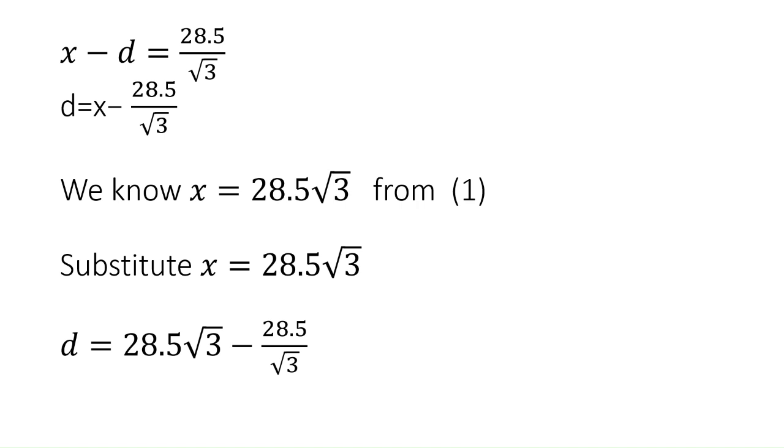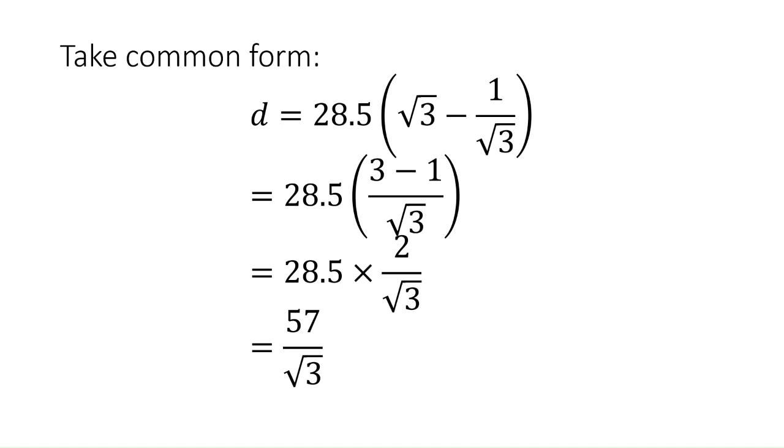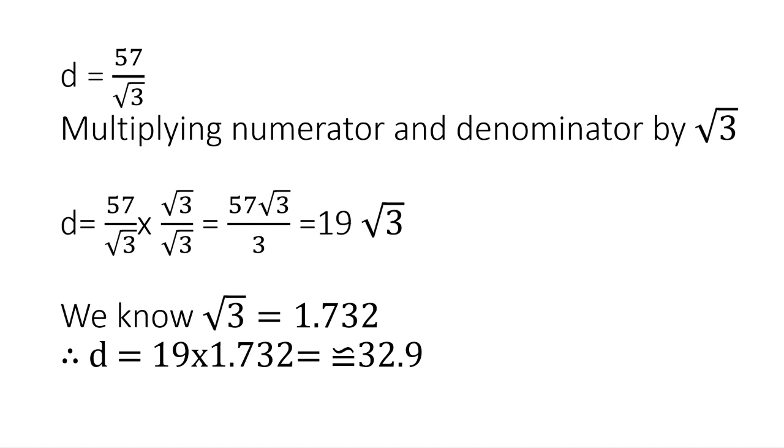Now let us do the simplification. In both the terms, we have 28.5 common, so we take it out as common: 28.5 into root 3 minus 1 by root 3. After taking the LCM and simplifying, what did we get? d is equal to 57 by root 3. We got the value of d, the distance that the boy had walked.